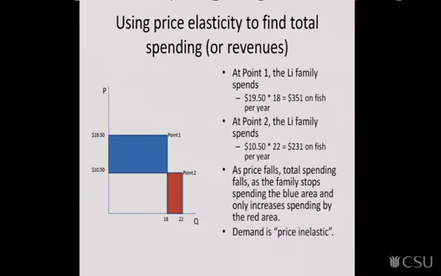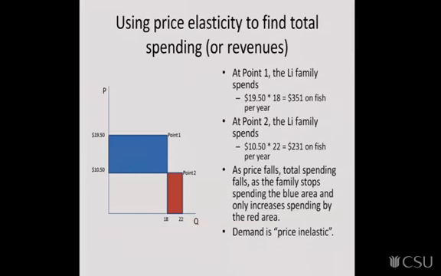Well, the answer is it depends what the price elasticity of demand is. That's where this comes into effect. The price almost halved, from $19.50 down to $10.50. Did the Lee family respond to that price fall by buying just a few more kilos of fish per year, or by buying a lot more? In this case, you can see they only bought 4 more kilos of fish.